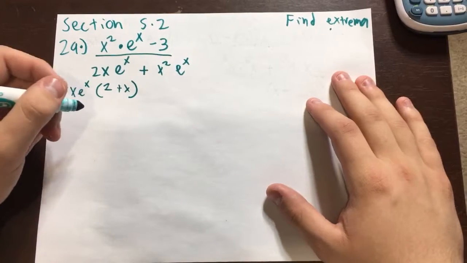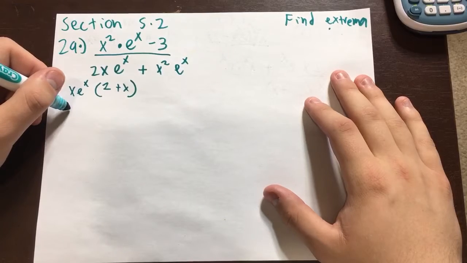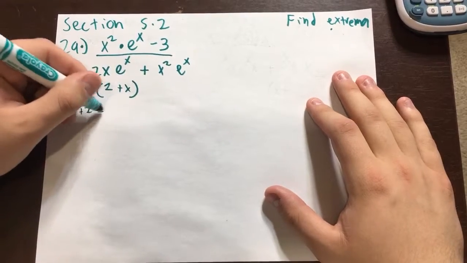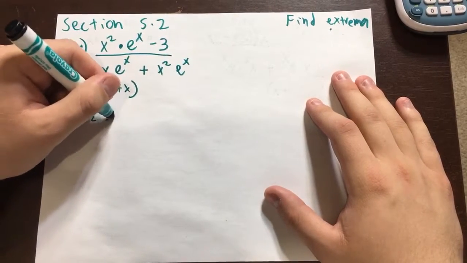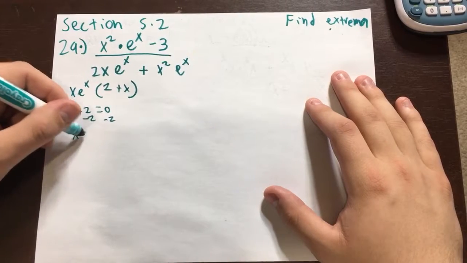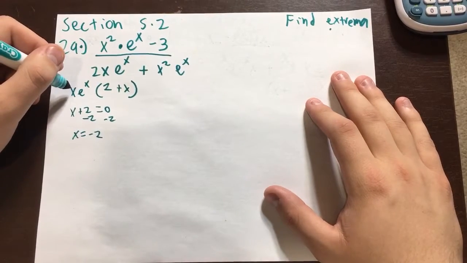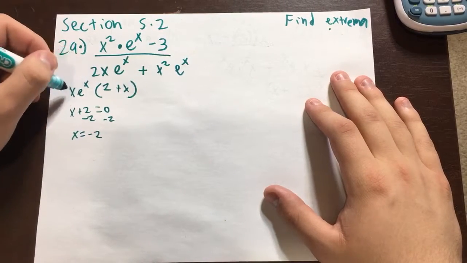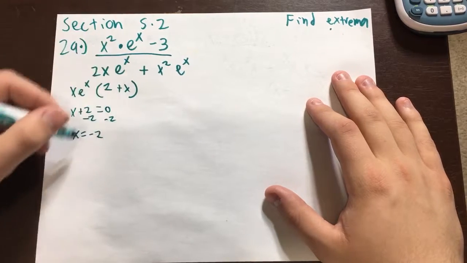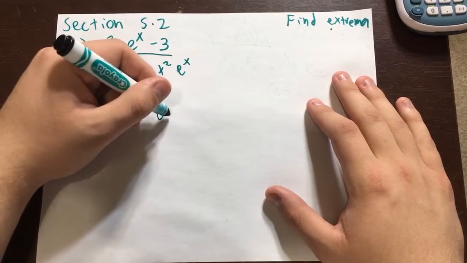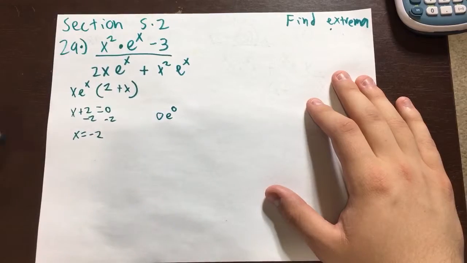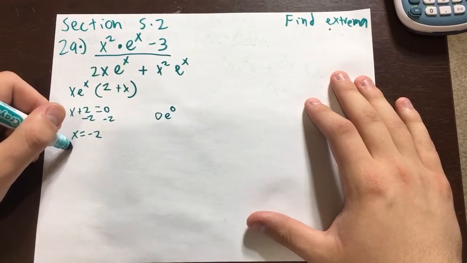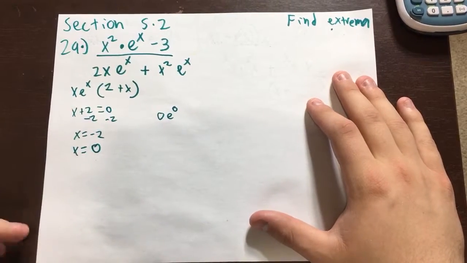Now that we are here, we're now able to find our critical points. So to find the critical points, all you got to do is x plus 2 equals 0, minus 2, minus 2. x equals negative 2. And then when you have an x e to the x, basically you can just make that 0, because 0 times e to the 0th power is just 0. So you know x equals 0.